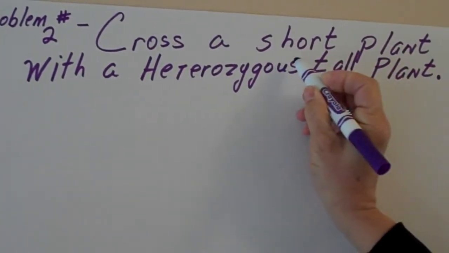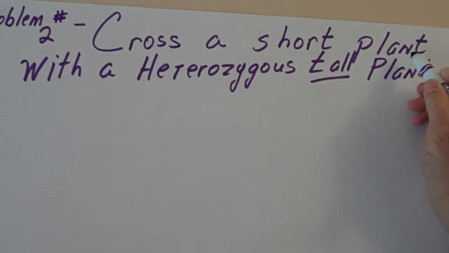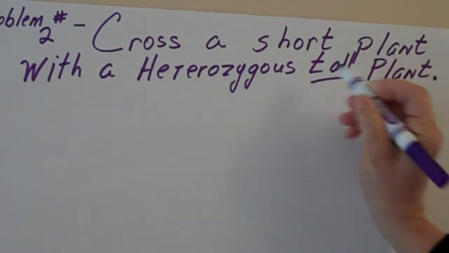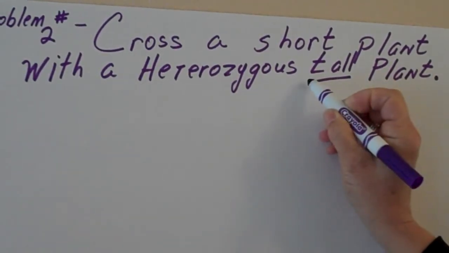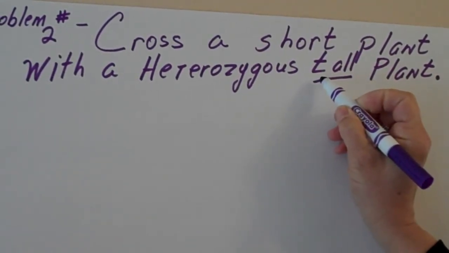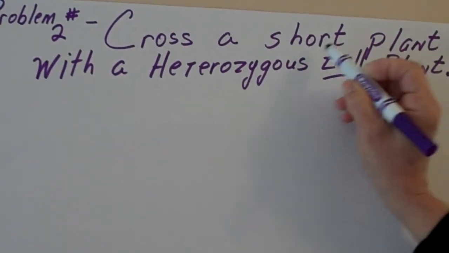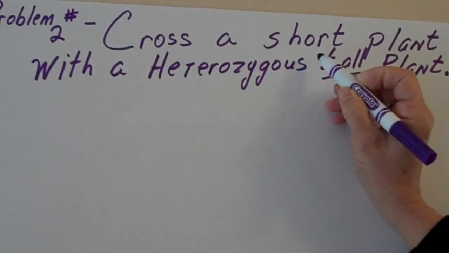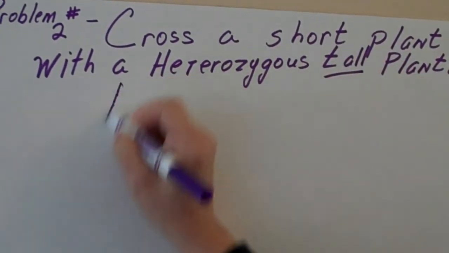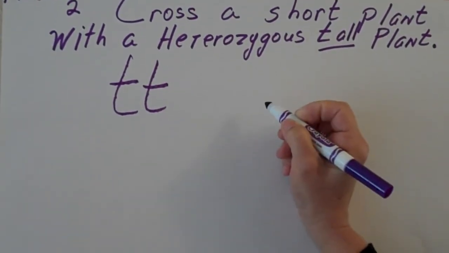To start with, let's figure out our genotype for our short parent plant. We're told it's short. We're told the other one is heterozygous tall. That tells us this tall is the dominant characteristic. If we go back and remember what we've learned, the recessive always has to be homozygous. So our short parent has to be 2 little t's.